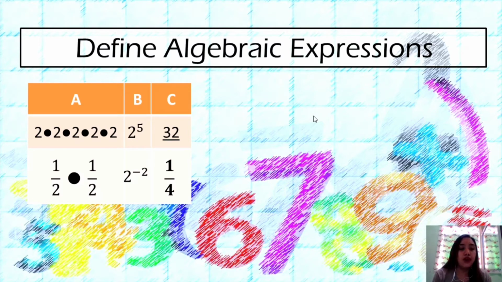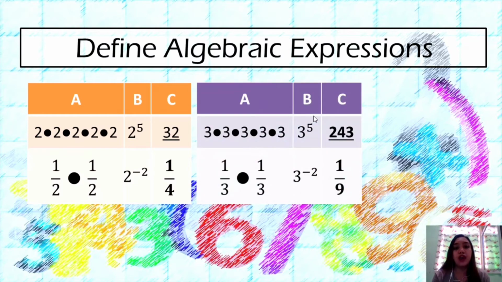Next, we have 1/2 multiplied by 1/2. Ang pagsusulat ng algebraic expression niya is with a negative exponent. Bakit negative exponent? Kasi fraction po siya. So, ang kanyang algebraic expression is 2 raised to the negative 2, or 2 to the negative 2nd power. Ang sagot dyan is 1/4. Bakit 1/4? Kasi we are going to multiply numerator to numerator and denominator to denominator. So, 1 times 1, we have 1, and 2 times 2 is 4. So, that is the answer.